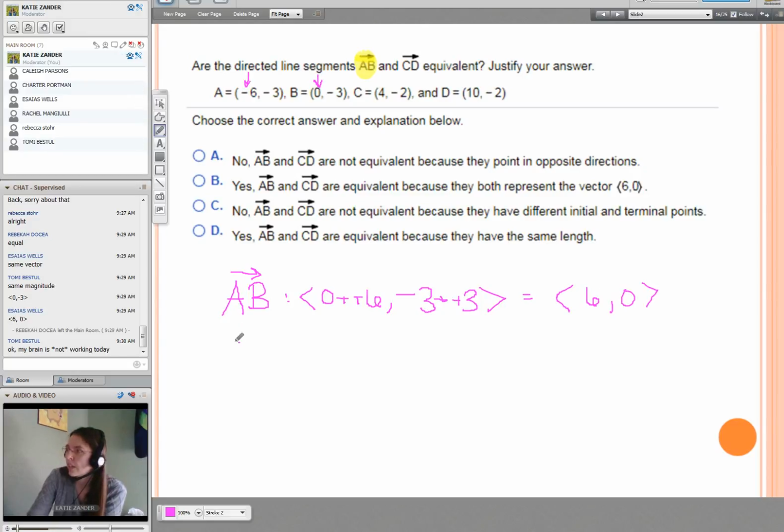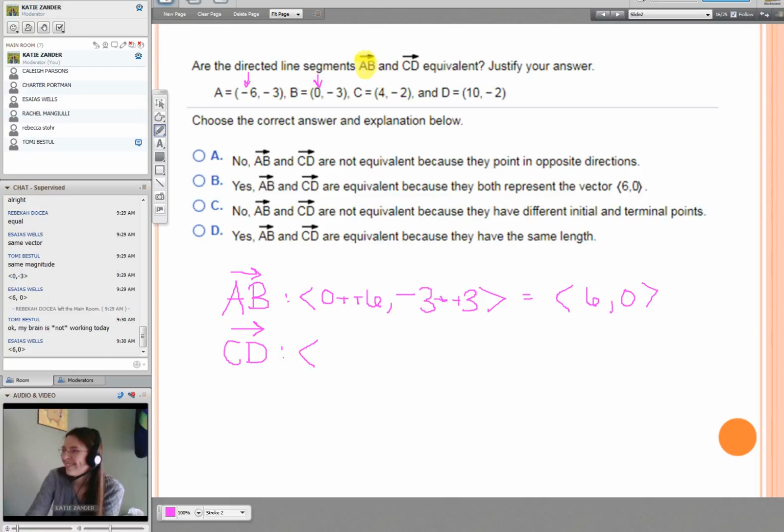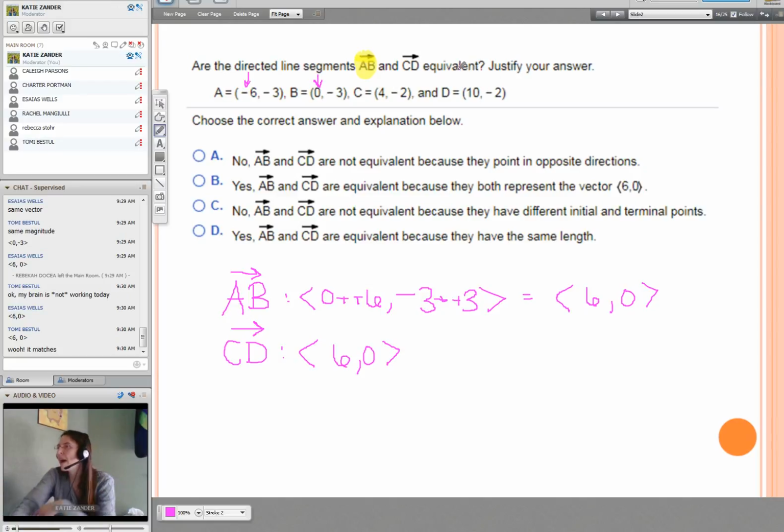Knowing that, what is the component form for vector CD? Yay, 6, 0. We got it that time, right? 10 minus 4 is 6. Negative 2 minus negative 2 is 0. Yay, it matches up. All right, so are they equivalent? So yes or no, are the two directed line segments equivalent?